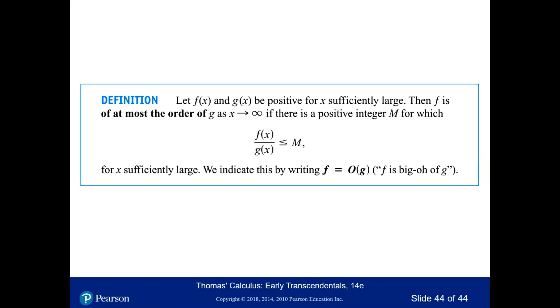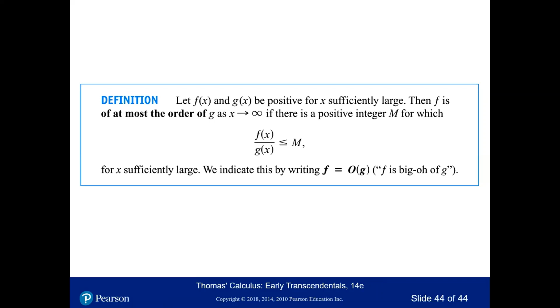So the second definition: let f and g be positive when we have large x. Then f is of at most the order of g as x approaches infinity if there is a positive integer m for which f over g is less than or equal to m for x large. We indicate this by writing f is equal to big O of g.